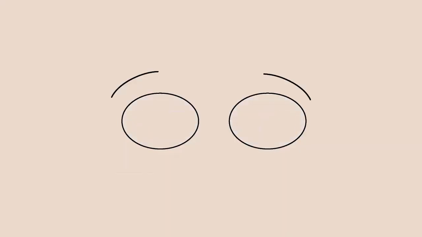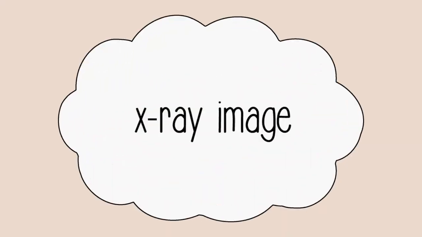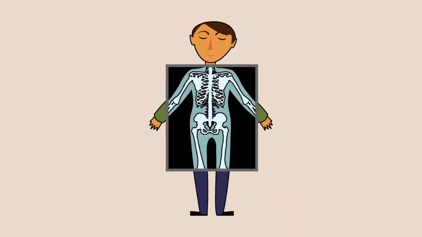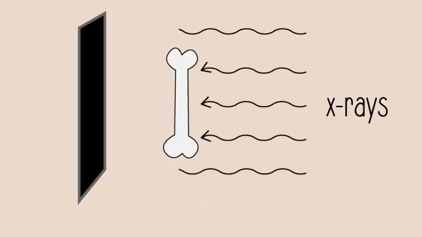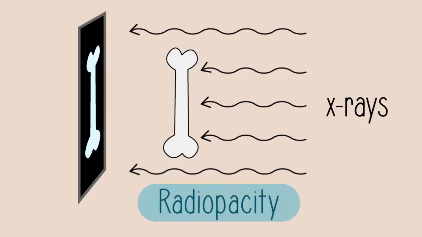Let's close your eyes and picture an X-ray image. You have likely pictured something like this. Whichever part of the body you've pictured, it was an image with your bones. This is possible because X-rays cannot pass through your bones. This property is known as radio opacity.